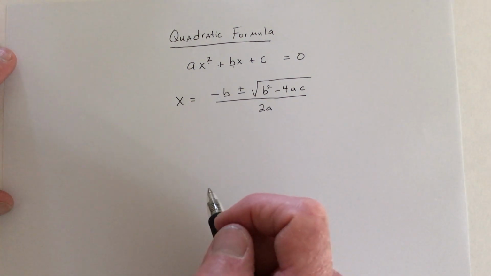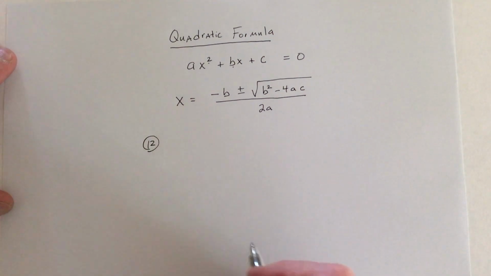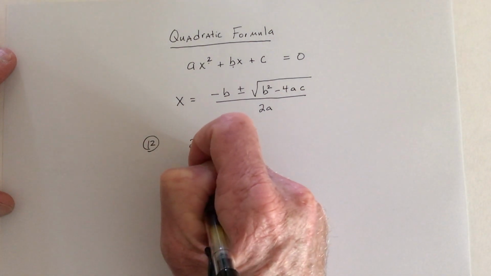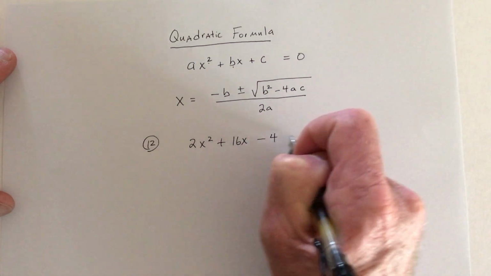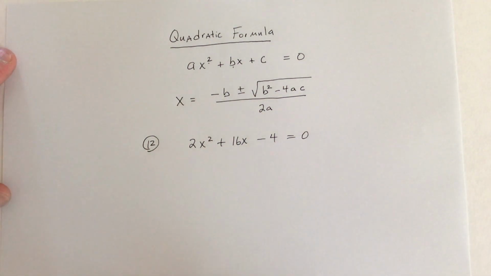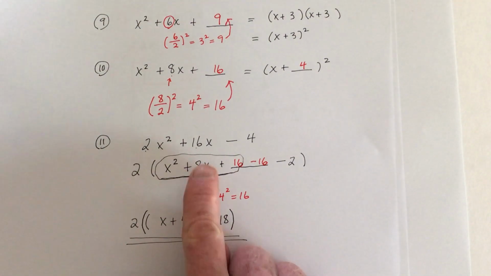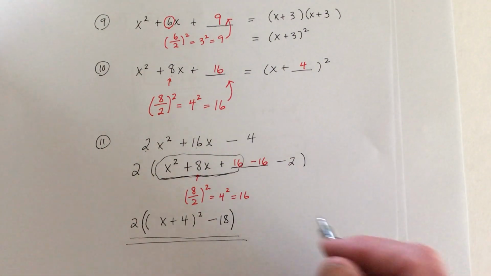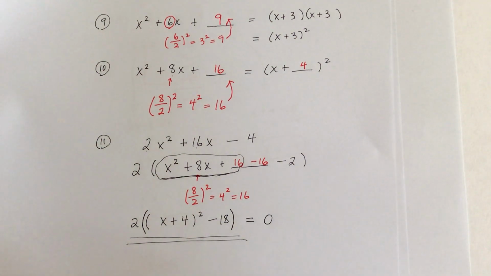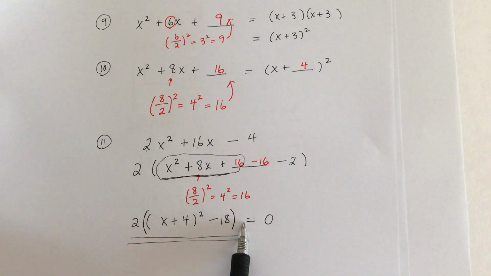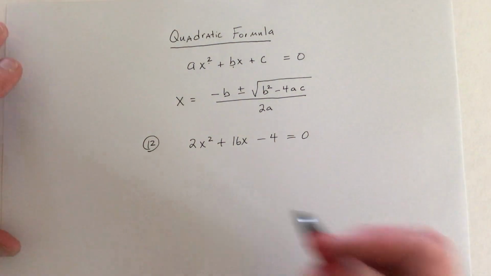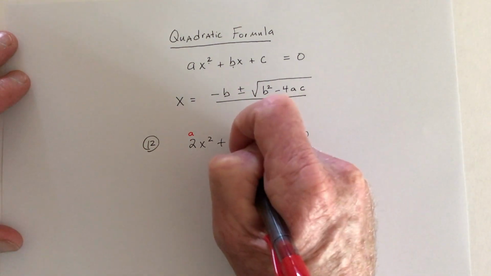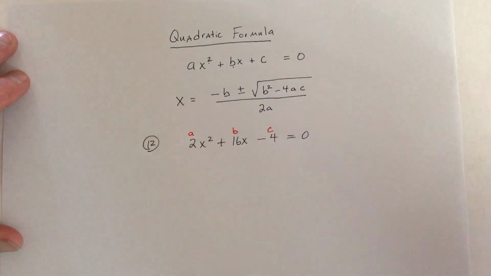Okay, then for the last example, which I believe is number 12. So if we have 2x squared plus 16x minus 4, and it equals 0. Notice that problem looks very similar. You could complete the square, and then once you're done, set it equal to 0 and start doing the algebra to solve for x, or you could use the quadratic formula and it goes faster. So this is the a, this is the b, and the -4 is the c.